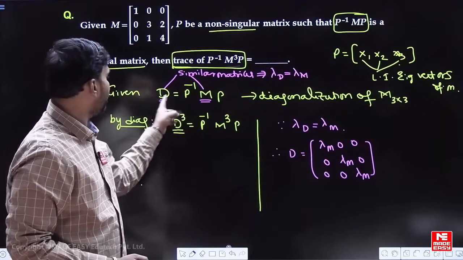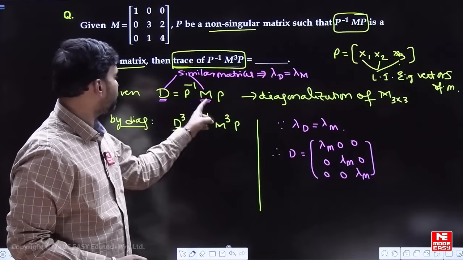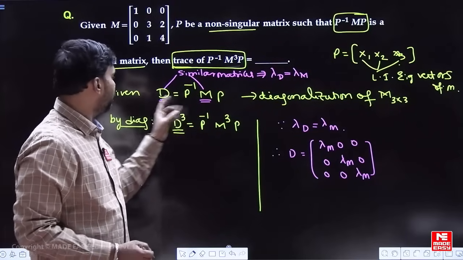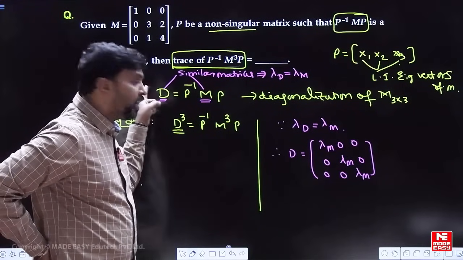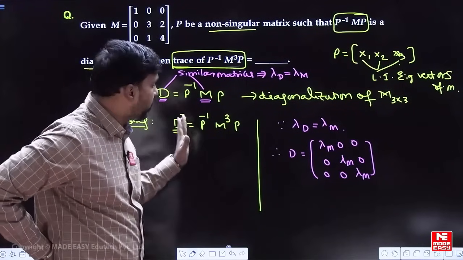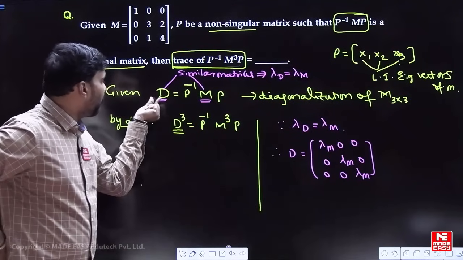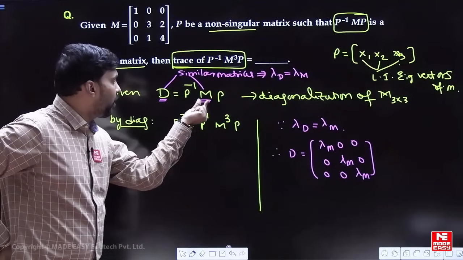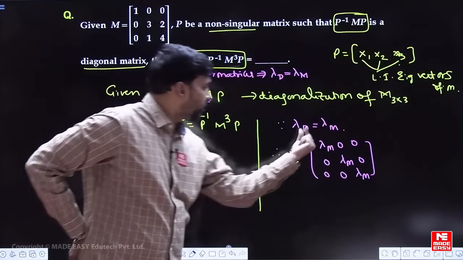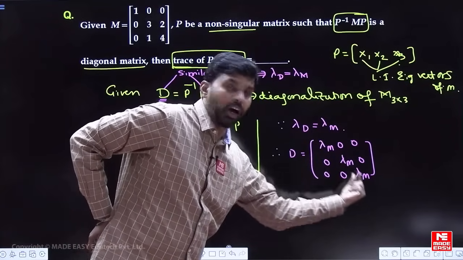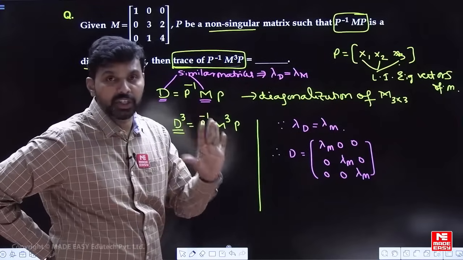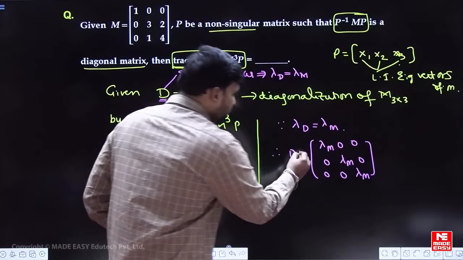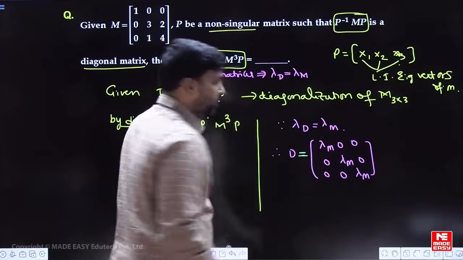Since the eigenvalues of both the matrices are the same, and the eigenvalues of D are the principal diagonal elements of D only, we already know that the eigenvalues of D are the eigenvalues of M. So the principal diagonal elements of D are the eigenvalues of M only, according to the diagonalization concept. So D is given by this matrix here.